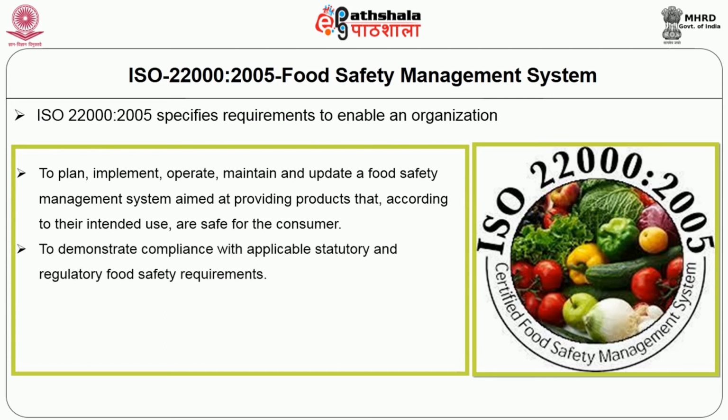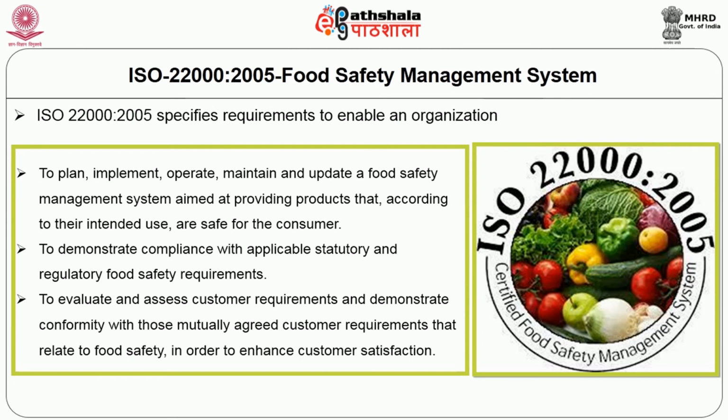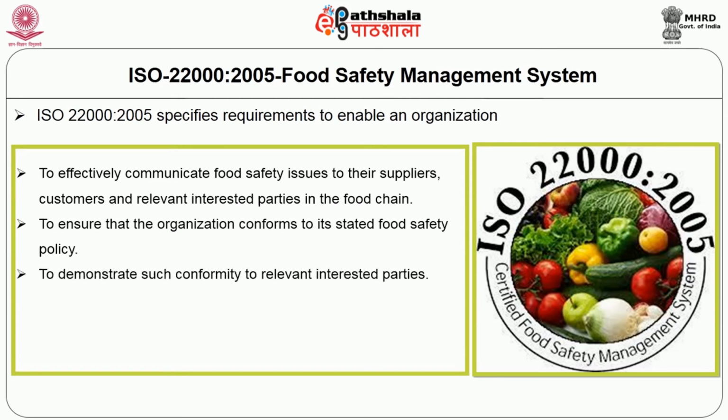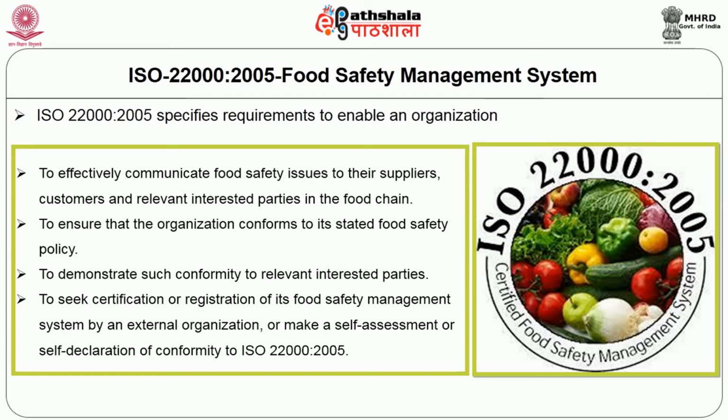It also helps to determine compliance with applicable statutory and regulatory food safety requirements, to evaluate and assess customer requirements and demonstrate conformity with those mutually agreed customer requirements that relate to food safety in order to enhance customer satisfaction, to effectively communicate food safety issues to suppliers, customers, and relevant interested parties in the food chain, to ensure that the organization conforms to its stated food safety policy, to demonstrate such conformity to relevant interested parties, and to seek certification or registration of its food safety management system by an external organization, or make a self-assessment or self-declaration of conformity to ISO 22000-2005.